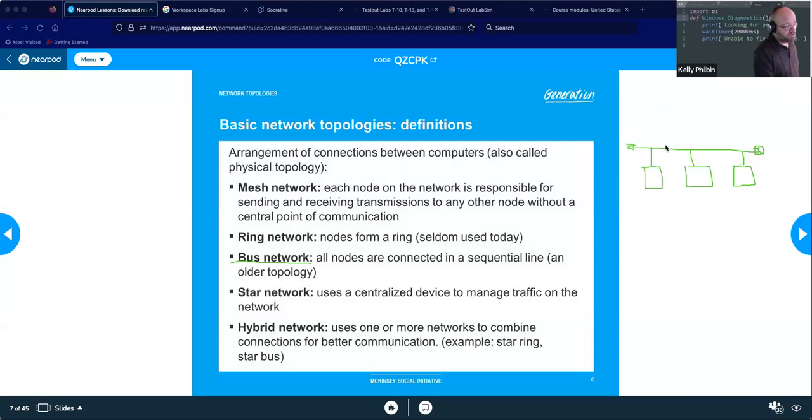So they use a technology called CSMA/CD. CSMA/CD. This stands for Carrier Sense Multiple Access with Collision Detection.